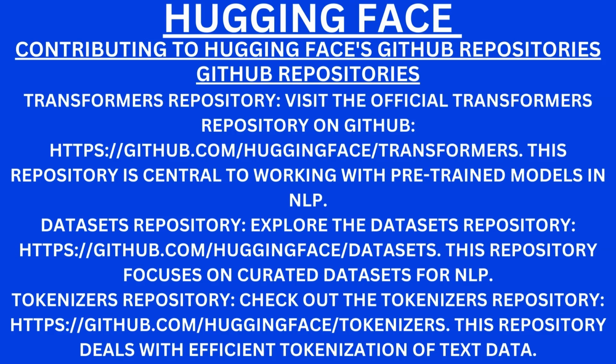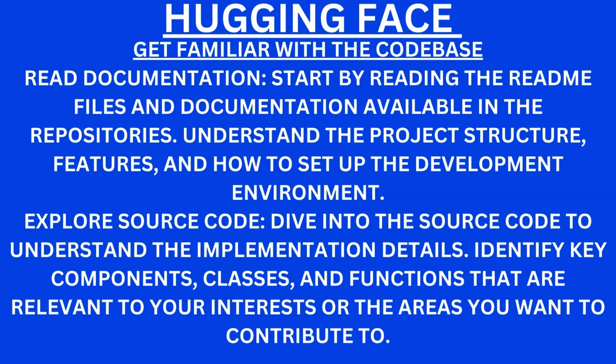Tokenizers repository. Check out the tokenizers repository, github.com/huggingface/tokenizers. This repository deals with efficient tokenization of text data. Get familiar with the code base. Read documentation. Start by reading the README files and documentation available in the repositories. Understand the project structure, features, and how to set up the development environment.